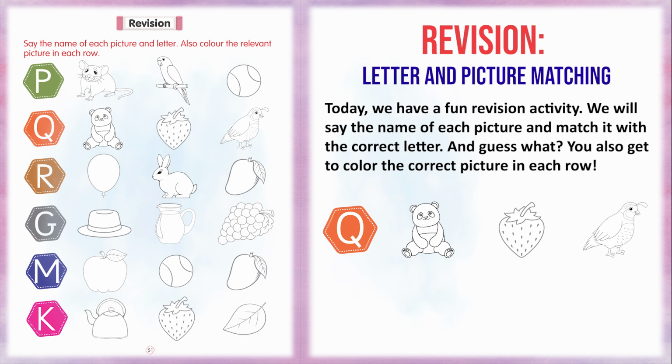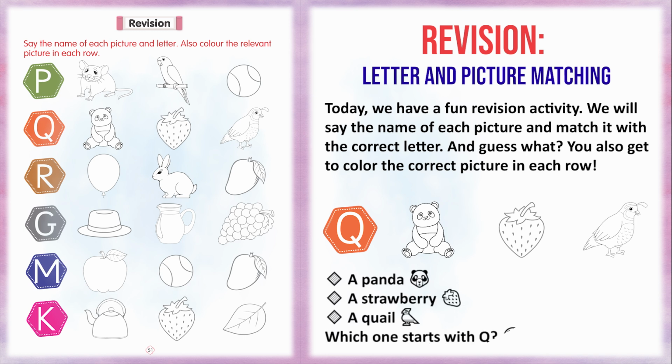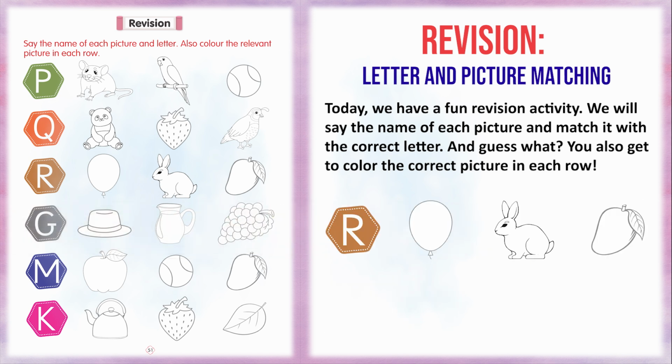Second row, letter Q. The letter here is Q. Q says quail. Let's look at the pictures. A panda, a strawberry, a quail. Which one starts with Q? Correct answer, quail. Q for quail. Color the quail.